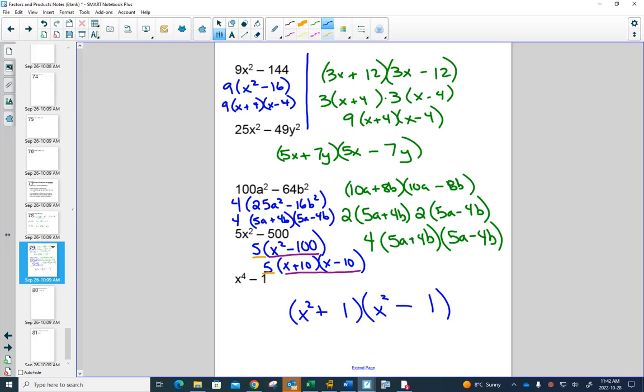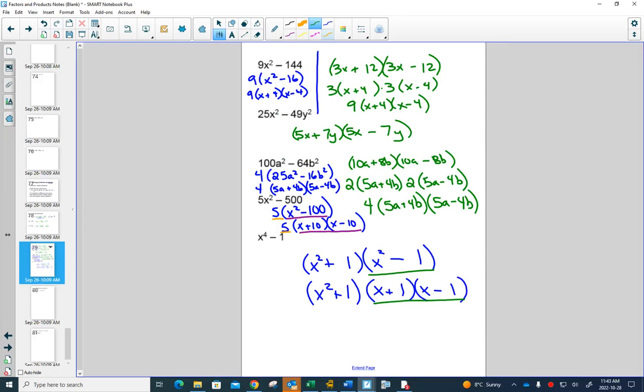I can rewrite this one because it's the same, but this one, what makes x squared? X and x. And 1 and 1, plus and minus. Wait, I was right. So there's nothing wrong with the first step. You didn't make a mistake. You just never finished the question. So this part here underlined in green is another difference of squares.